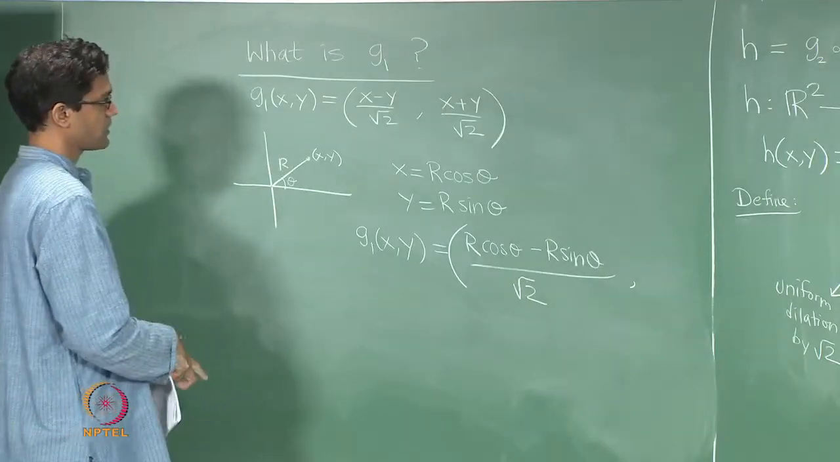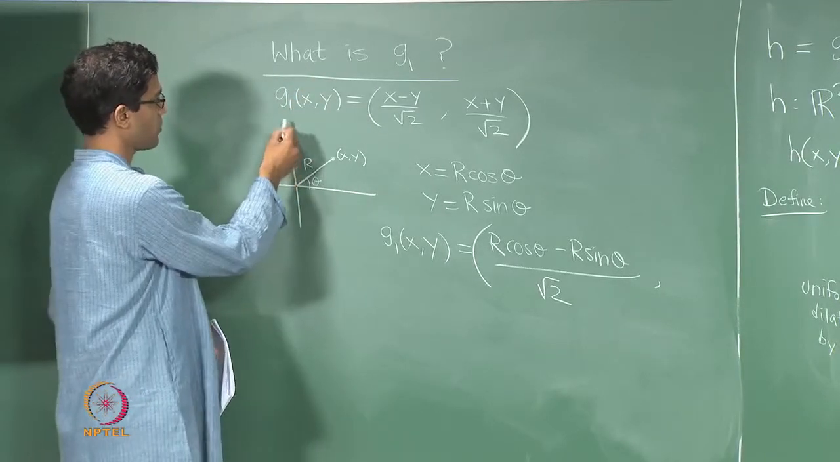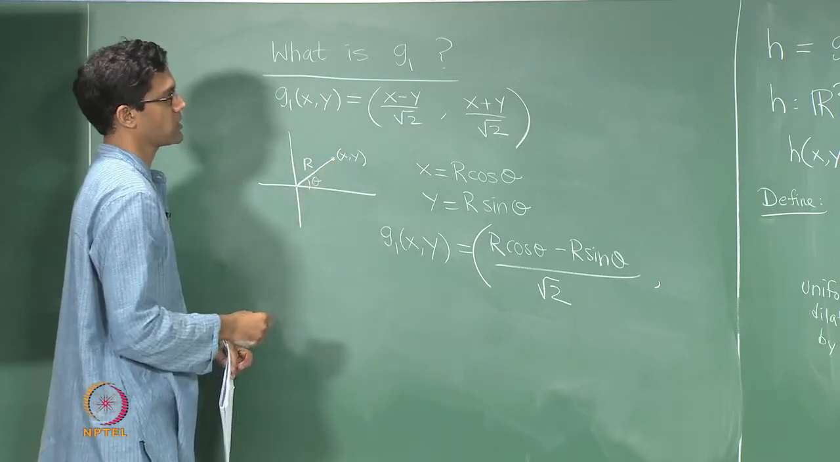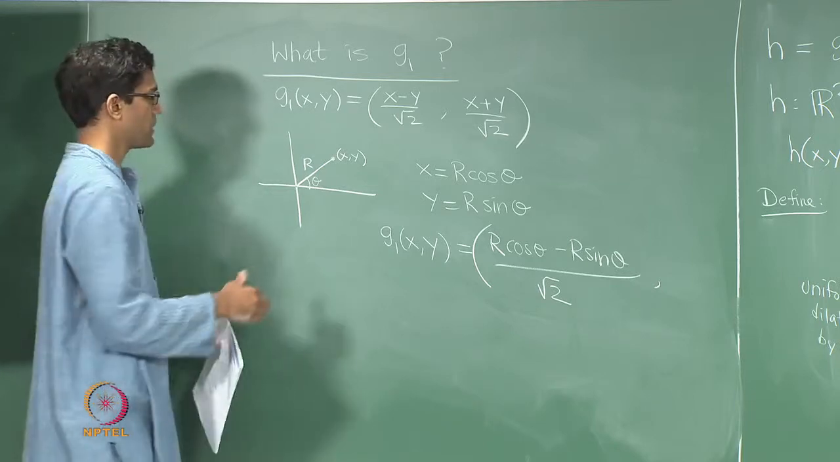Okay, so the only question that remains here is to understand what G1 is. Now, let us start out with the formula. G1 of (x, y) is just ((x minus y) divided by square root 2, (x plus y) divided by square root 2). But to understand it more geometrically, let us do the following.